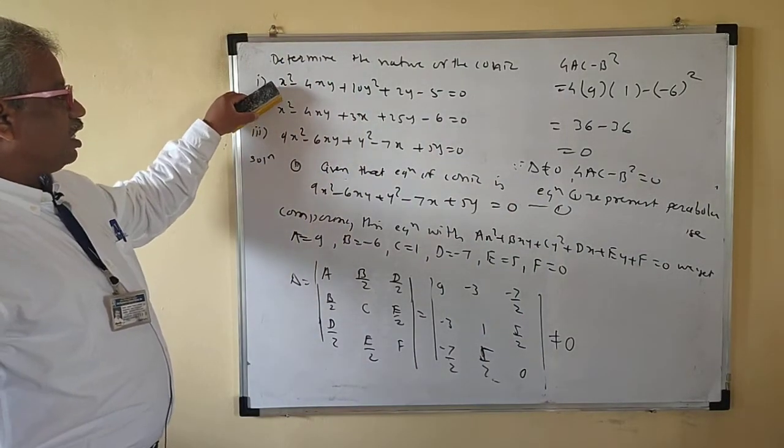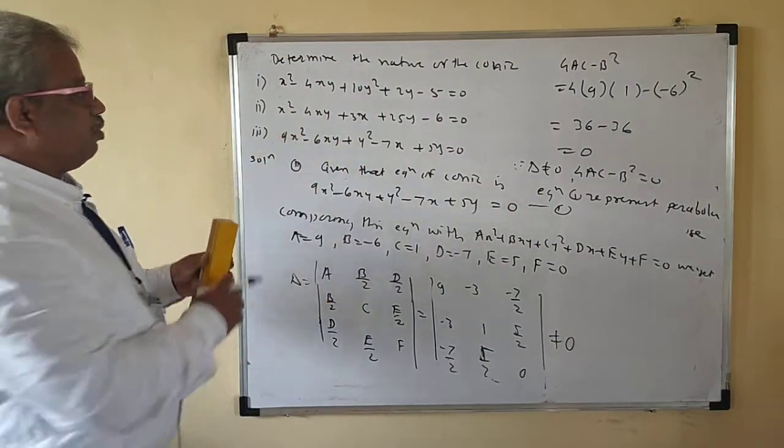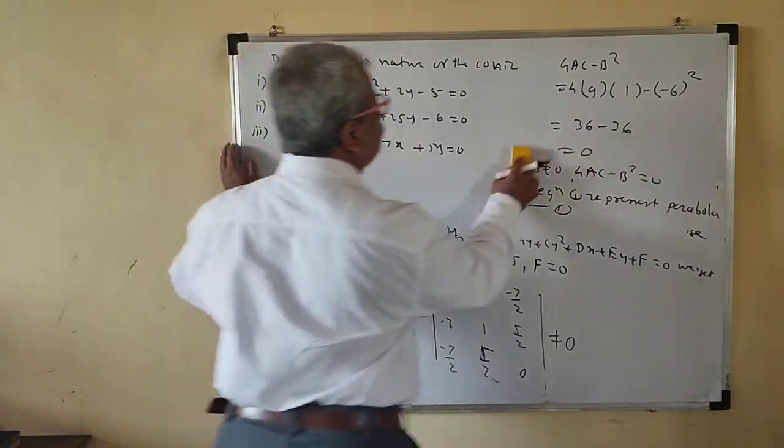So here, this is ellipse, this is hyperbola, this is parabola.